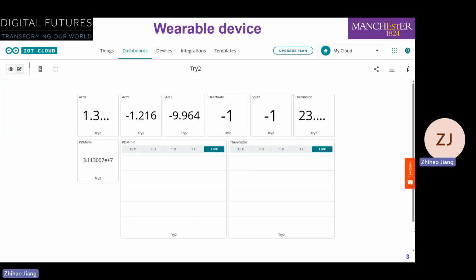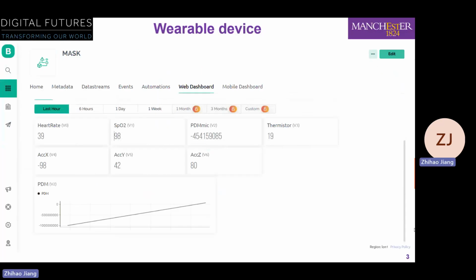This is a figure of the dashboard in Arduino Cloud. This one is Blynk. Both have mobile apps.